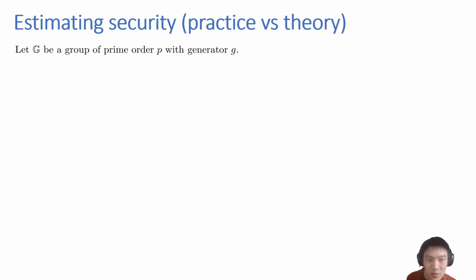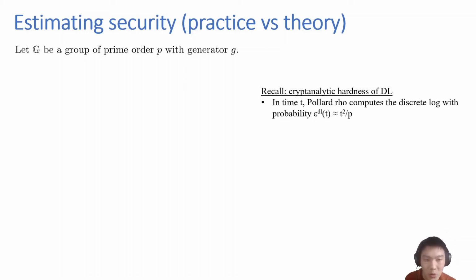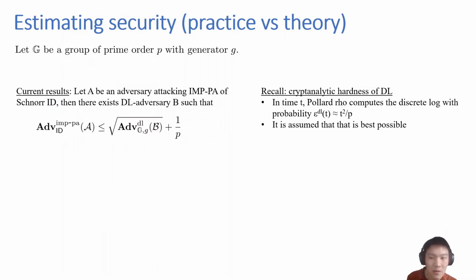Again, let G be a group of prime order p with generator g. Recall that the best known attack for discrete log on elliptic curves is, for example, Pollard rho, which achieves a success probability of around t squared over p in time t. And in practice, we basically always assume that the Schnorr identification scheme using group G will have the same security as discrete log. But with the current proofs, as shown before, this is not justified. In particular, there's the square root.